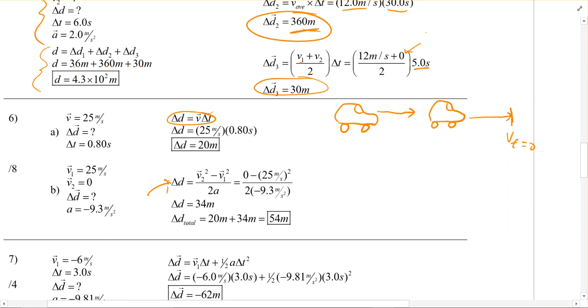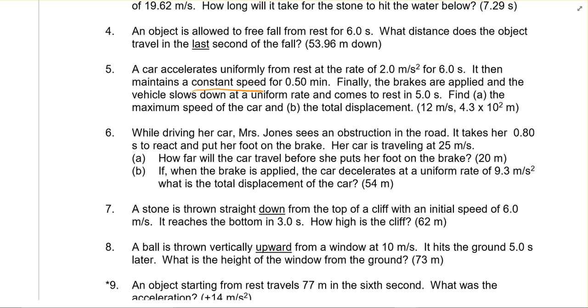And again, if you wanted to, you could look and say, okay, time is nowhere in our equation. So I chose the formula that didn't involve time or even care about time. So if you do that, we just got to plug everything in. Remember the negative 9.3. You get 34 meters in that case. So then for the total distance, it's going to be part A and part B just added together to get 54 meters.